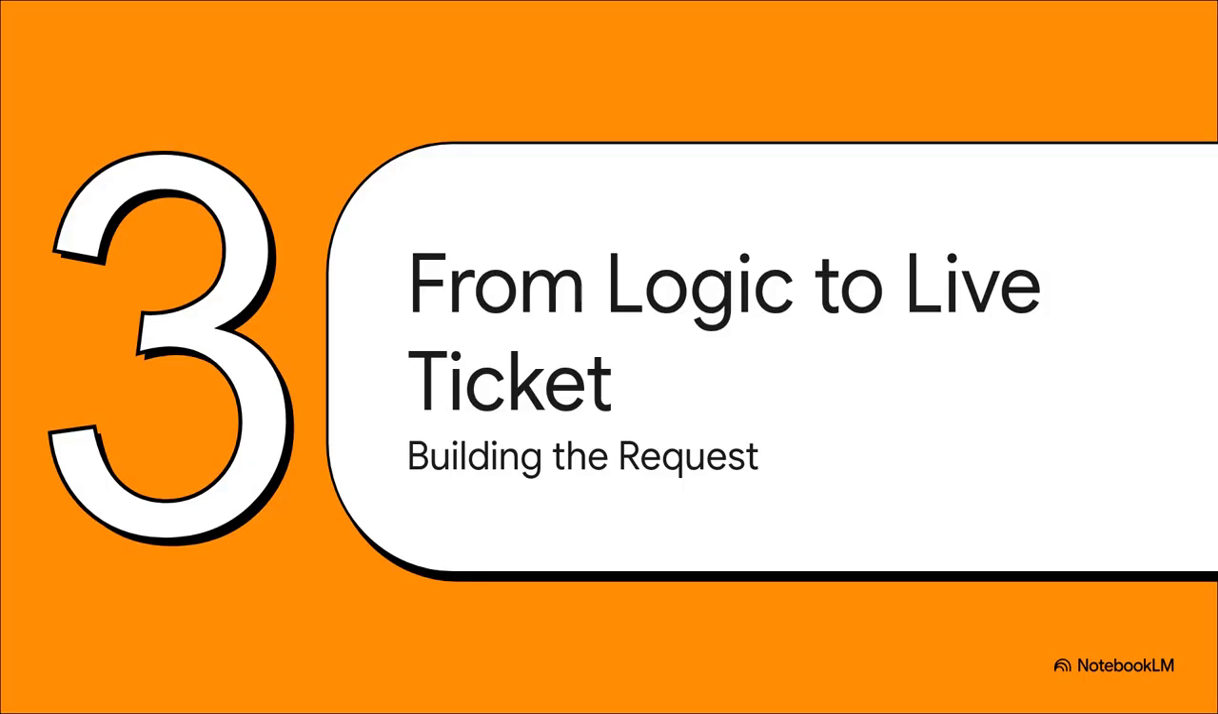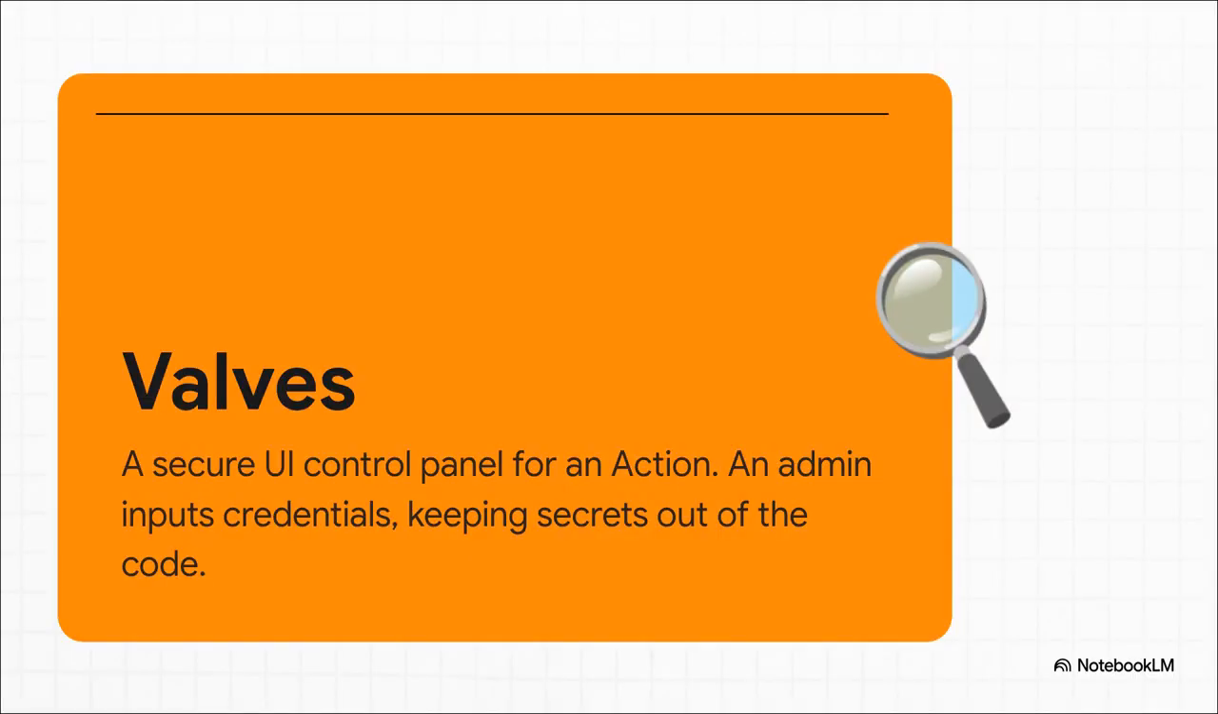All right, so the script has talked to the user and it knows what to do. How does it actually build the request and send it over to ServiceNow securely? Let's check it out. First things first, security. The script is smart enough not to have things like passwords or API keys hard-coded right in the file. No way. Instead, it uses a feature called valves. You can think of this as a secure little control panel where an admin can plug in all the sensitive info, keeping it totally separate from the code. This is a huge best practice.